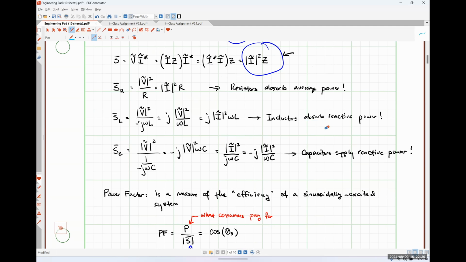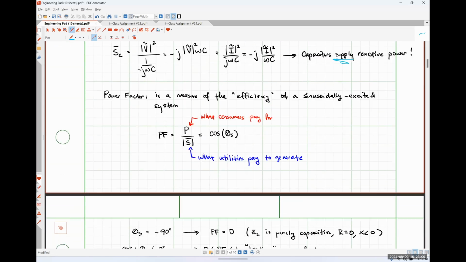So by process of elimination, and also because it literally says it right here, we need to actually add capacitance into our system to offset the amount of VARs that our inductance is absorbing. Okay, so we correct the power factor in a system by adding capacitance. And it's typically added in parallel so that we don't lower the amount of voltage that our load is seeing.